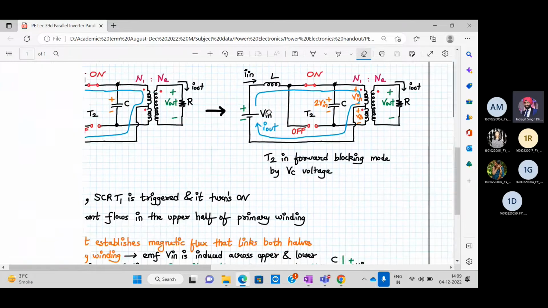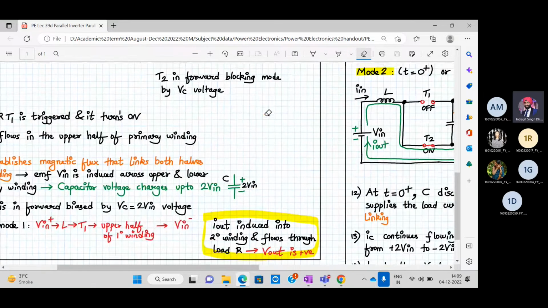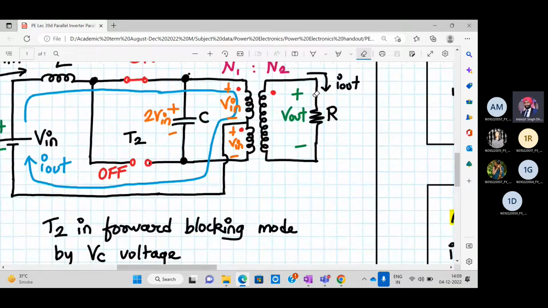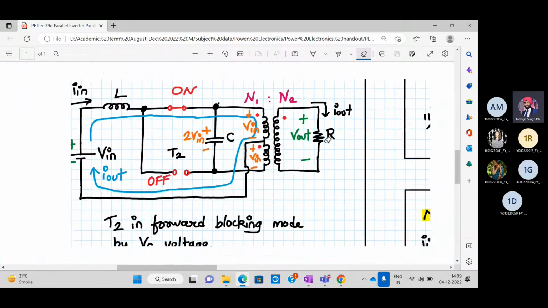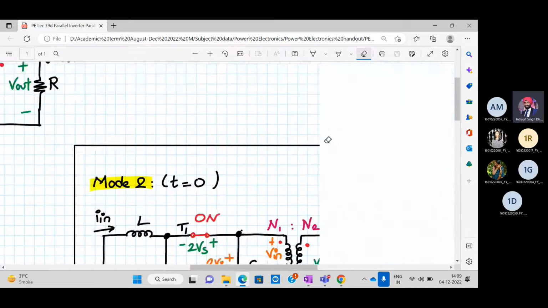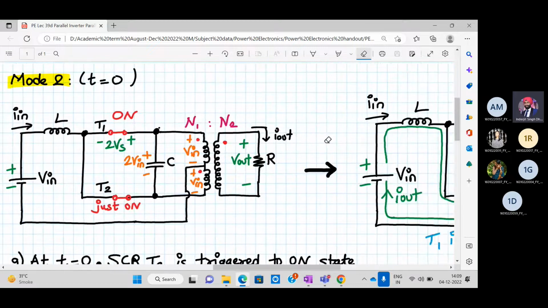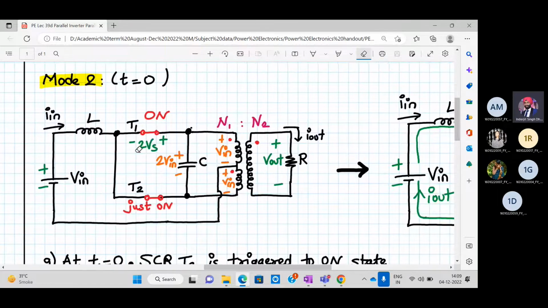Now since I out is flowing through the load, there will be a voltage. I out is flowing through the resistive load, so the nature of the voltage across V out will also be similar. Now let's go to the next mode, mode number 2. We are considering time equal to 0 now. T1 was on, and we just turned on T2 because now it has become eligible to turn on. As soon as T2 is turned on, what will happen now?